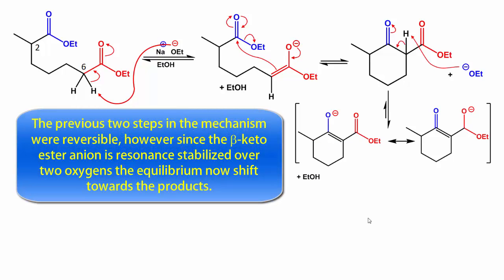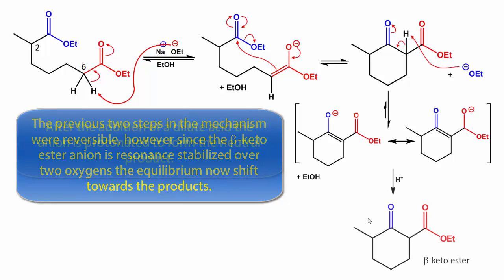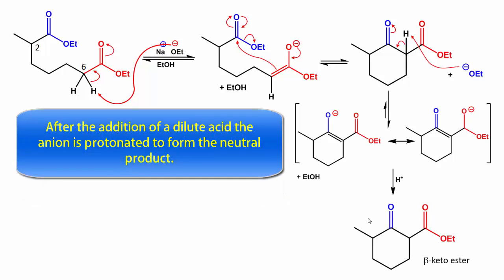The previous 2 steps in the mechanism were reversible. However, since the beta-keto ester anion is resonance-stabilized over 2 oxygens, the equilibrium now shifts towards the products. After the addition of a dilute acid, the anion is protonated to form the neutral product.